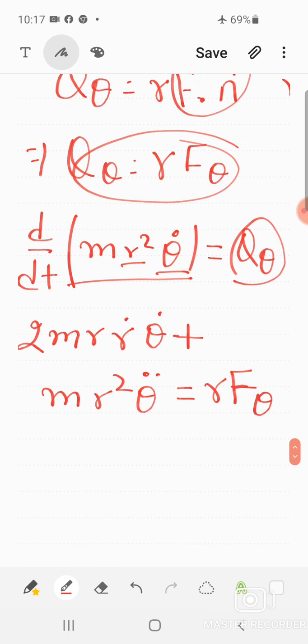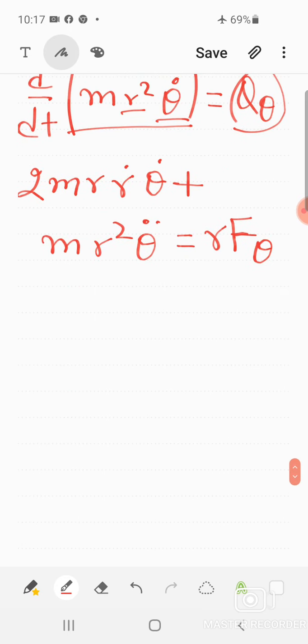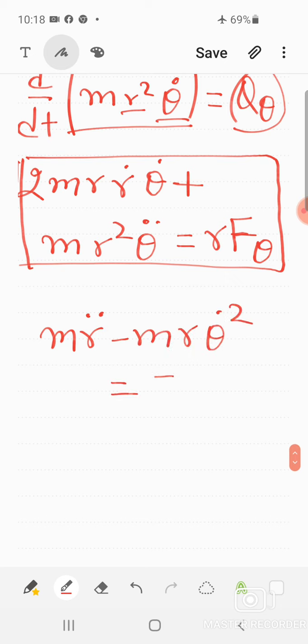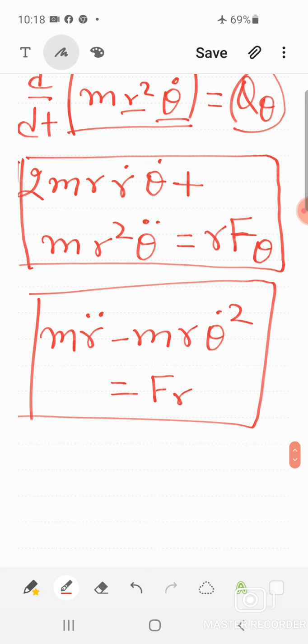So this will be the equation of motion in the polar coordinate theta. For r, we have derived above m r̈ minus m r θ̇² equal to F_r. So these are the equations of motion in the polar coordinates r and theta.